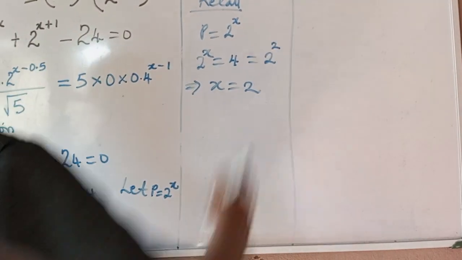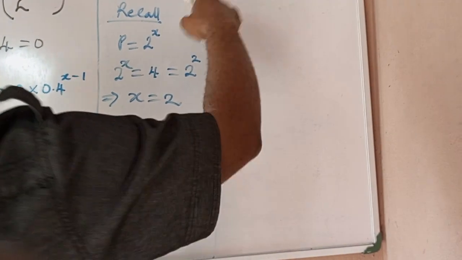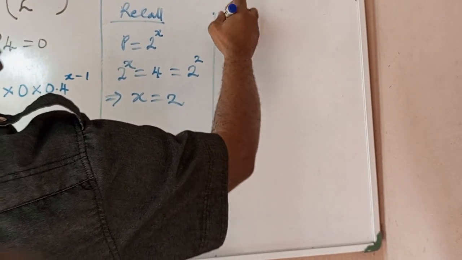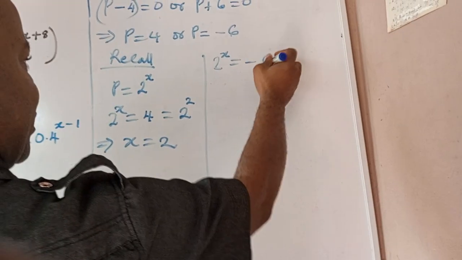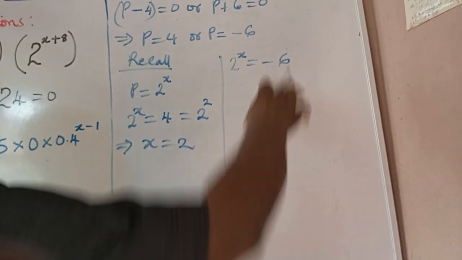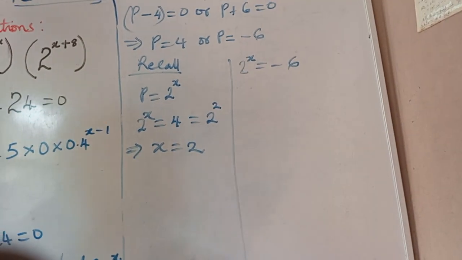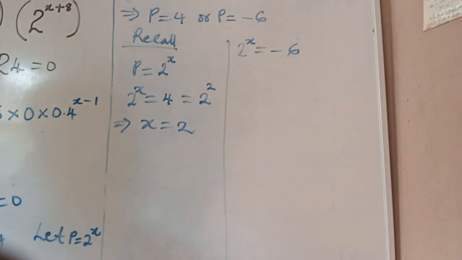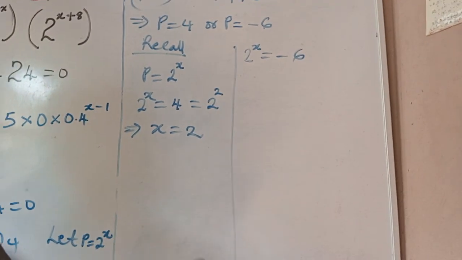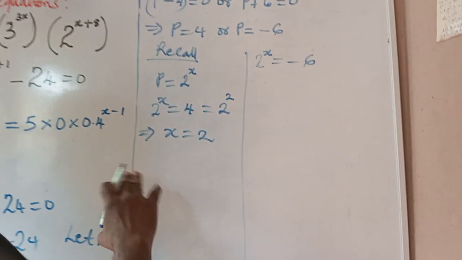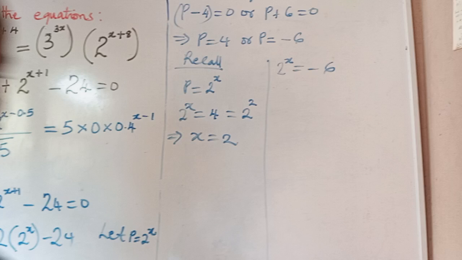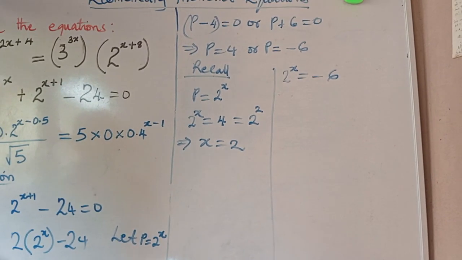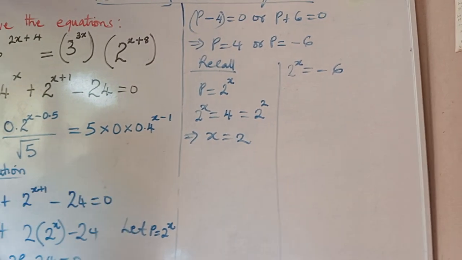Now let's take the other part. If you pick 2 to the power x to stand for p, that will be equal to minus 6. And because you cannot express minus 6 as a power of 2, it gives us no real solution. We find that the only true solution to this problem is x is equal to 2, and not the second solution. Now let's go to the third problem.